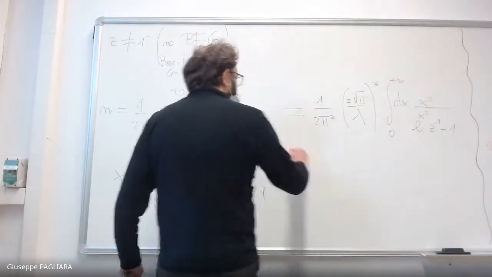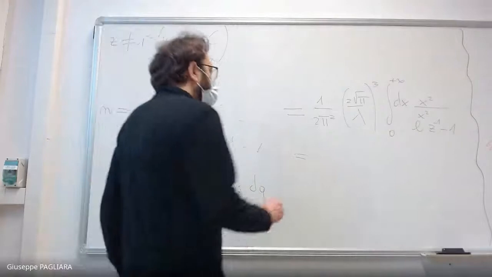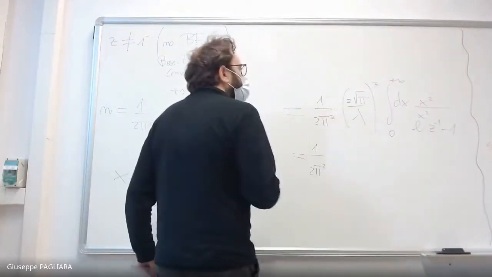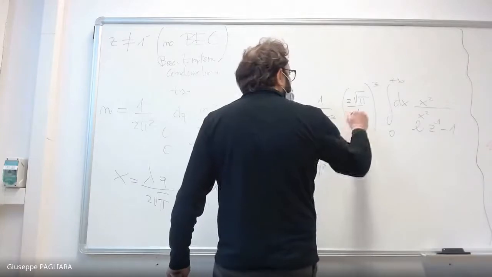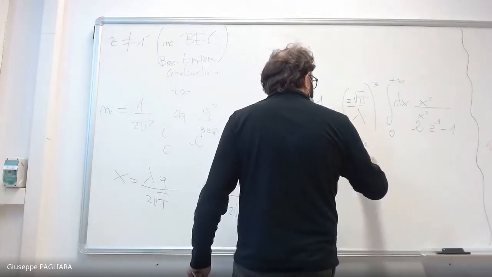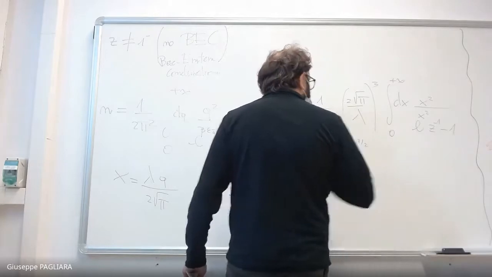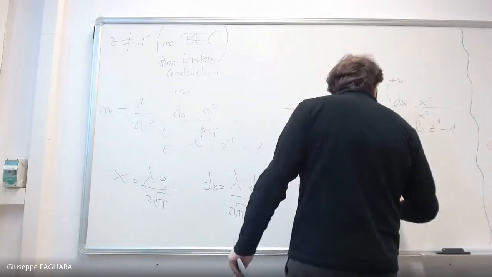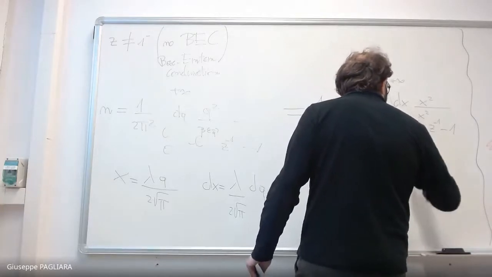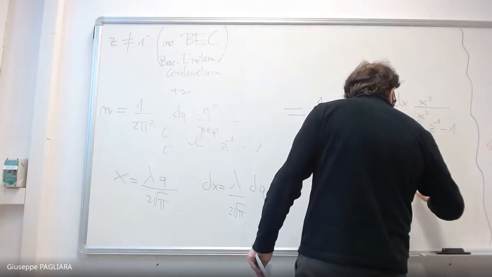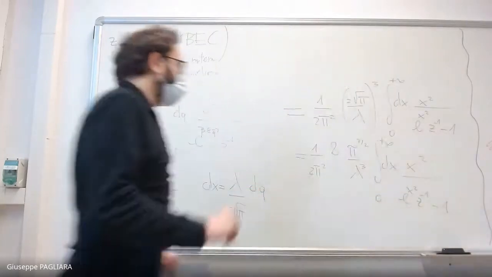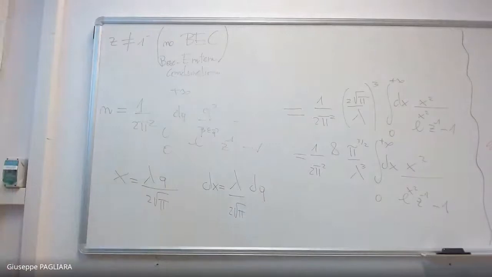Which is still equal to 1 over 2 pi squared. Here I have 8 and pi to 3 halves, and here lambda cubed times the integral from 0 to plus infinity dx x squared over e to x squared z minus 1 minus 1. Okay.